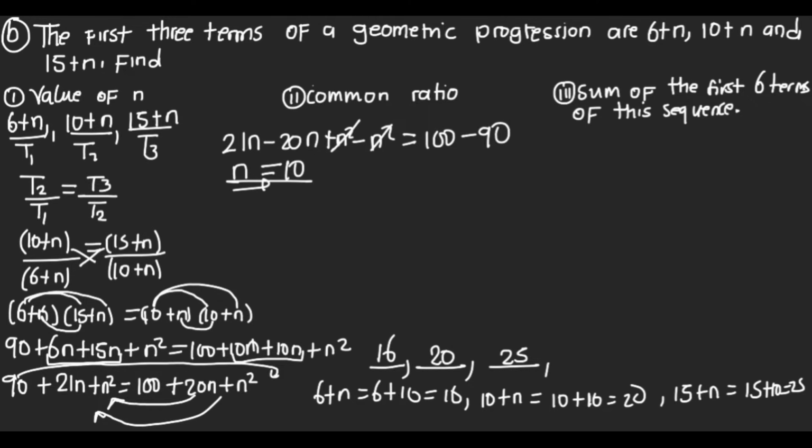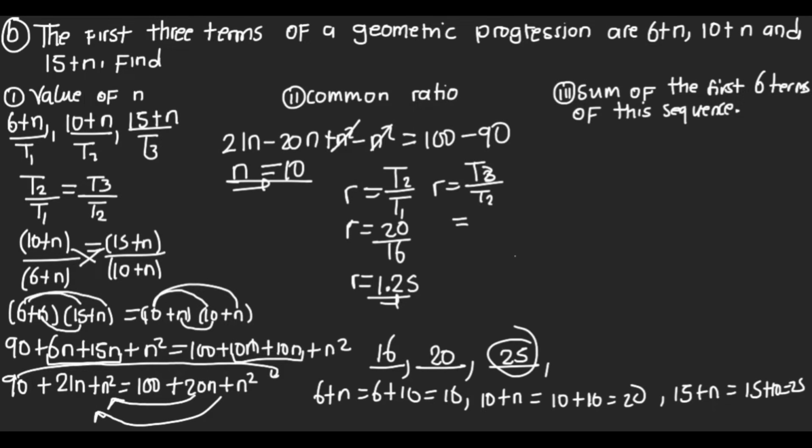So let's look at now the Roman number 2, common ratio. So common ratio is second term over first term. So our second term is 20 over 16. So 20 divided by 16, I'm getting 1.25. Or if we want, we can also find the same common ratio, third term over second term. Our third term is 25 over 20.